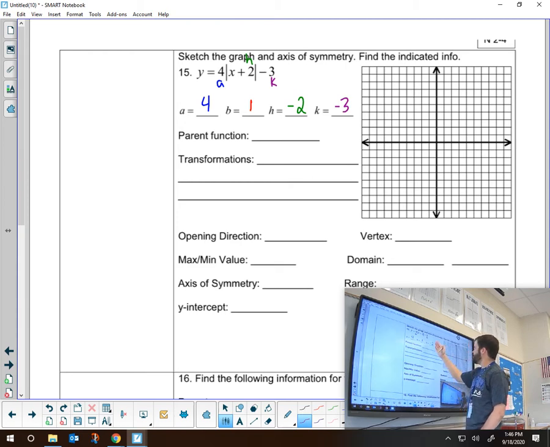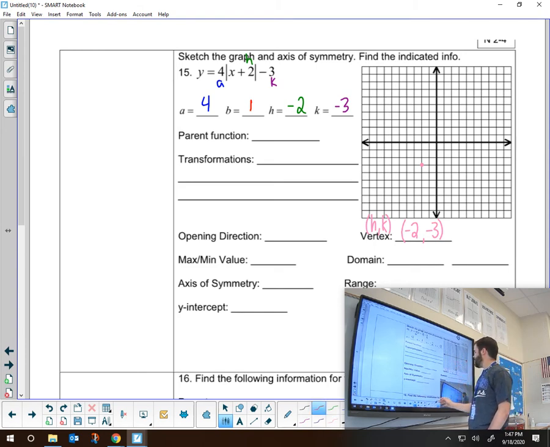So now that I know what my H and K are, I'm going to know what my vertex is. My vertex is going to be at H, K. And so my vertex is going to be at -2, -3. So I can go to the left 2 and down 3, and right there is my vertex. Just like that, we're able to find the vertex, the point where we intersect.